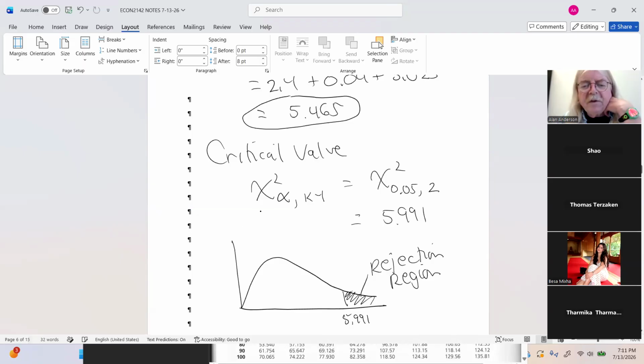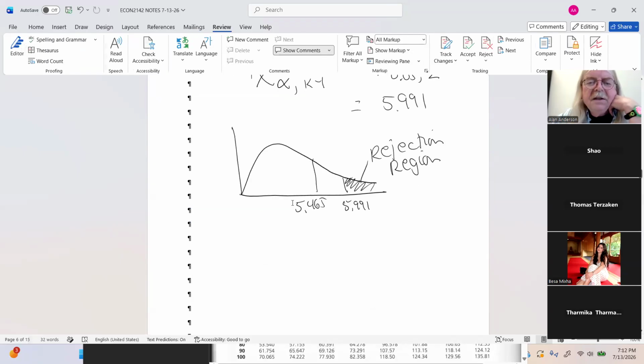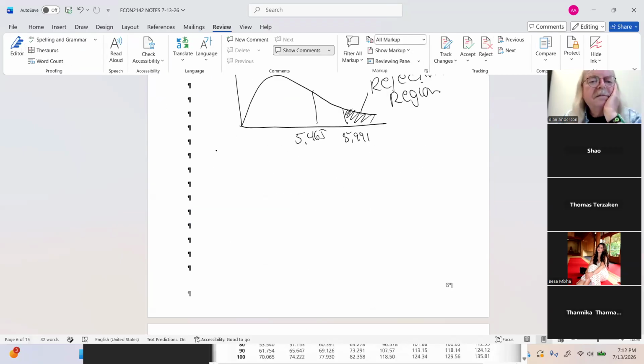Test statistic is 5.465, which means we're not in the rejection region. So we do not reject the null. The proportions, therefore, do not change.